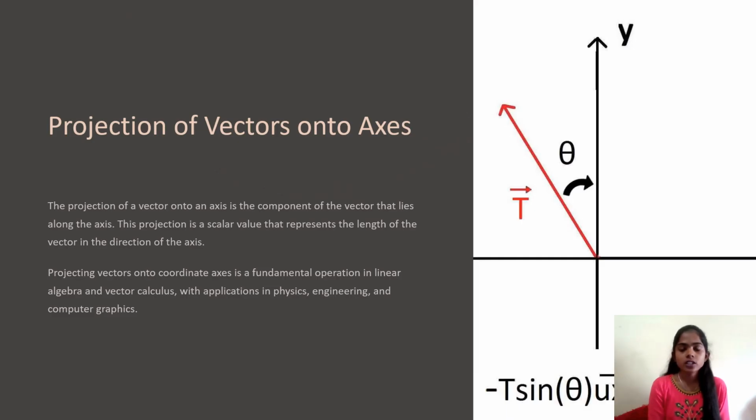Projection of vectors onto an axis. The projection of a vector onto an axis is the component of the vector that lies along the axis. The projection is a scalar value that represents the length of the vector in the direction of the axis. Projecting a vector onto a coordinate axis is a fundamental operation in linear algebra and vector calculus, with applications in physics, engineering, and computer graphics.